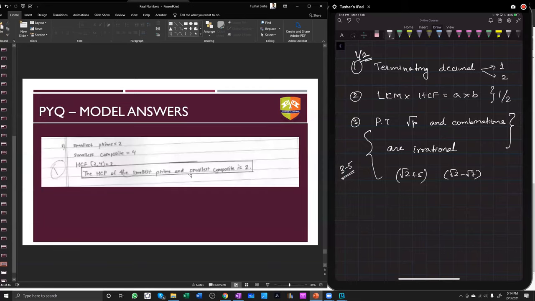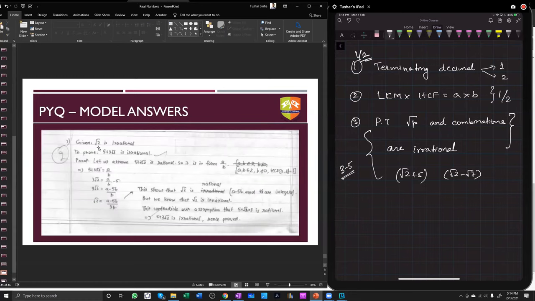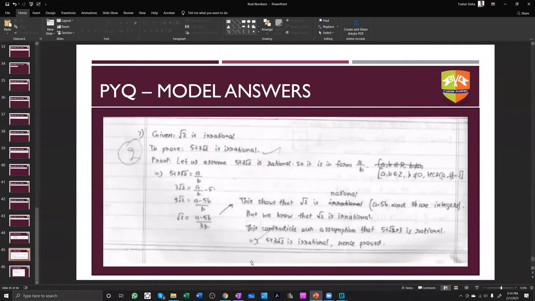Now, see, smallest prime, smallest composite, this is how they have done it. HCF of 2 and 4 is 2, and they have written the HCF of the smallest prime and smallest composite is 2. You don't need to write this in a one marker. Now, given root 2 is irrational, prove that 5 plus root 3 is irrational. This is how they have done it.